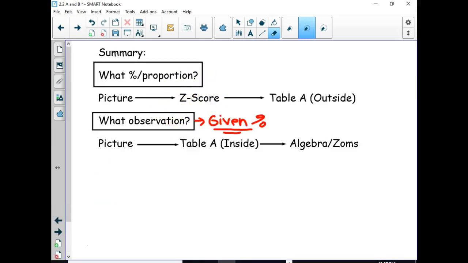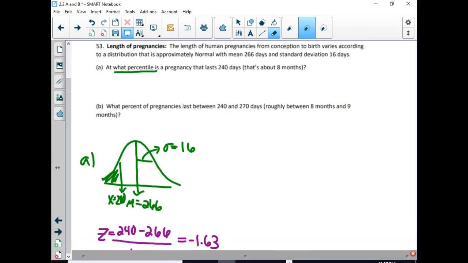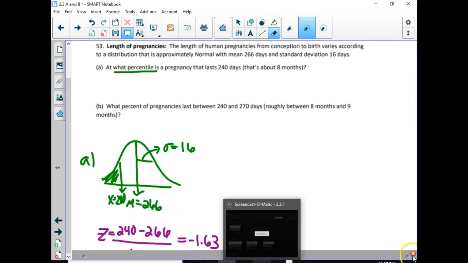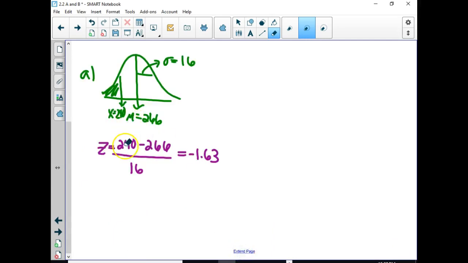That's ZOMS. Again, pause where you need to. So if I scroll down here, you can see that I have ZOMS. And I did my observation minus my mean divided by my standard deviation to give me negative 1.63. This is the only time when I want two decimal places. Okay, now what do I need to do?